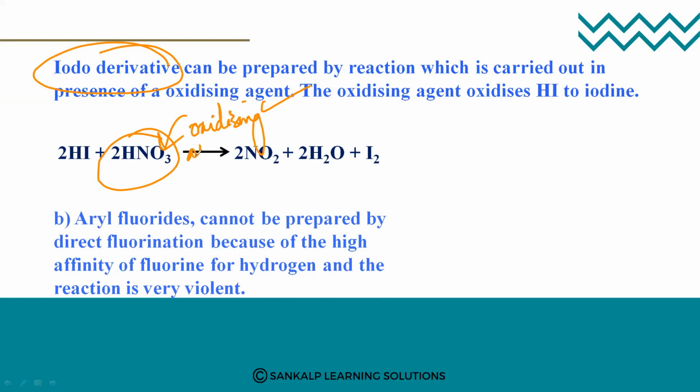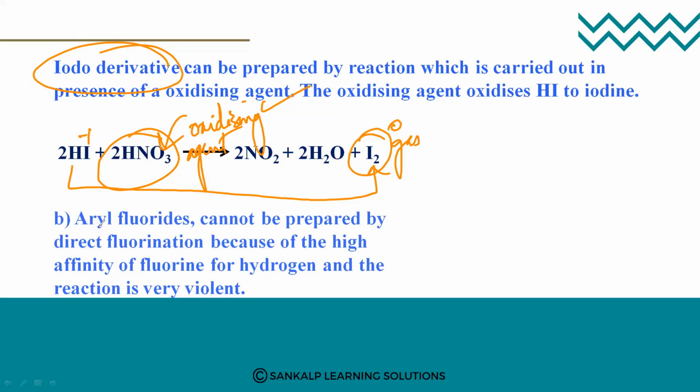HNO3, that is your nitric acid. So HNO3 is the oxidizing agent. Iodo derivatives can be prepared by reactions in the presence of an oxidizing agent. Here the oxidizing agent oxidizes the HI into I2, iodine gas. The oxidation state goes from -1 to zero.